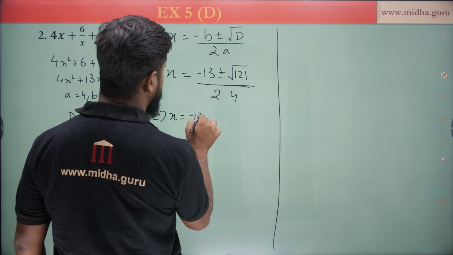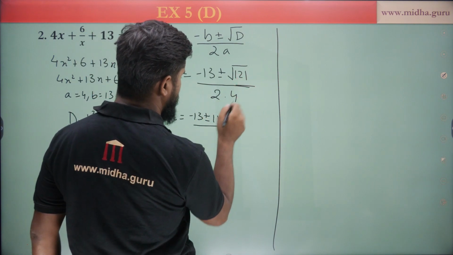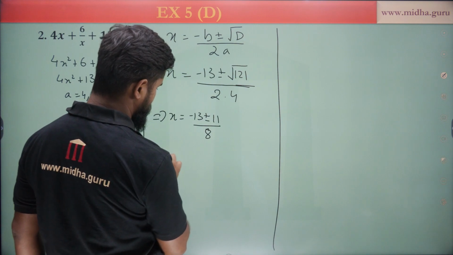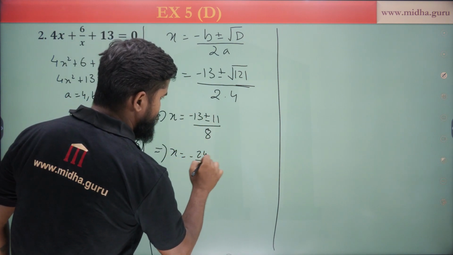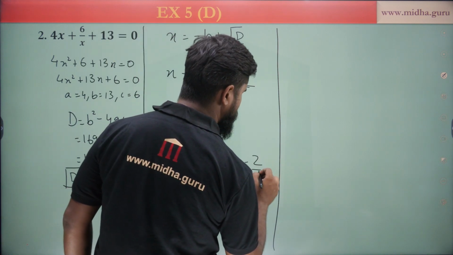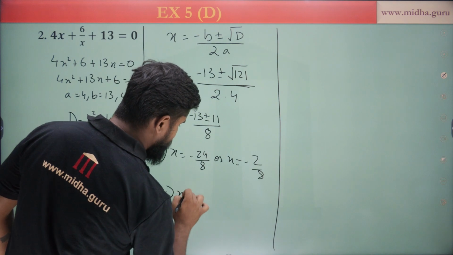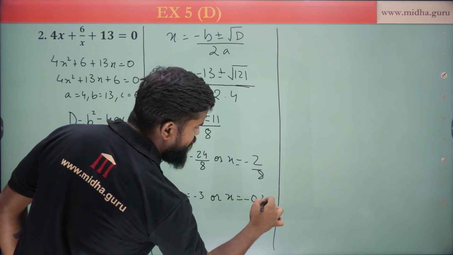So this becomes x is equal to minus 13 plus or minus 11, since 121 is the square of 11, and 2 into 4 is 8. So now minus 13 minus 11 will give us minus 24 by 8, or minus 13 plus 11 will give us minus 2 by 8. So either x is equal to minus 3 or x is equal to minus 0.25.